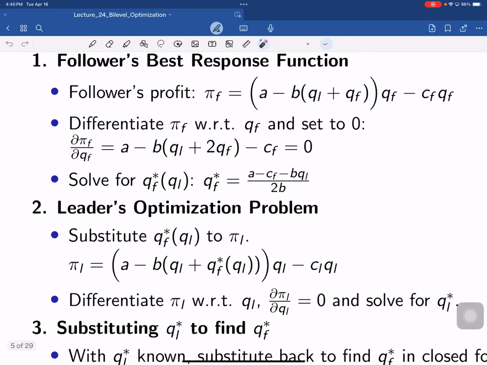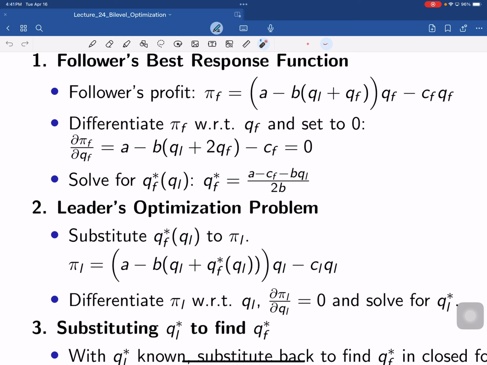Then let's take a look at the leader's optimization problem. So as I said before, when the leader optimizes their production, they have to be aware that the follower will respond in an optimal way to their production level. Right? So then when a leader optimizes their production quantity, it has to take into account this best response function. Right? So let's plug in this best response function here. Okay. So now we can substitute this best response function into the profit of the leader here.